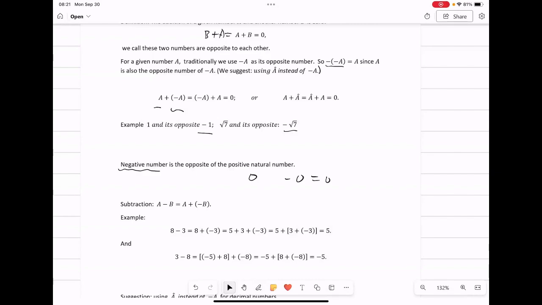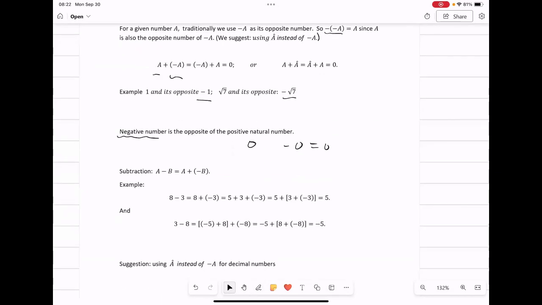After we finish this introduction, we introduce the usual subtraction. The subtraction is defined as follows, this is our definition. Whenever you do A minus B, it's just defined as A plus B's opposite. You can also use our new notation and say A plus B hat. For example, if we do 8 minus 3, instead of using your fingers, you can do it rigorously. That is, 8 minus 3 is the same as 8 plus 3's opposite.